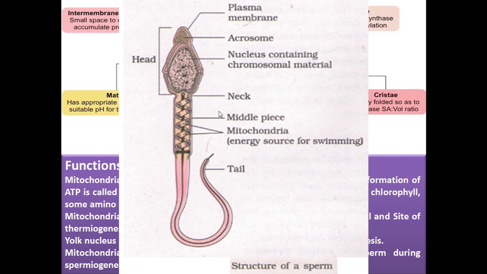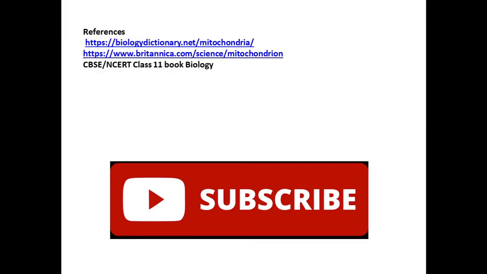And how are they helping? They are helping in swimming of the sperm during the process of spermiogenesis. So in many entrance exams you might have seen the question about what the middle piece of the sperm has. The answer is mitochondria, or Nebenkern is rich in mitochondria. So these were the functions of mitochondria.